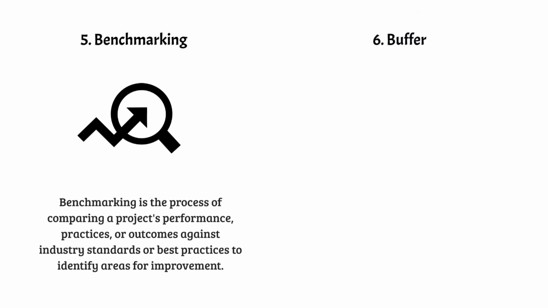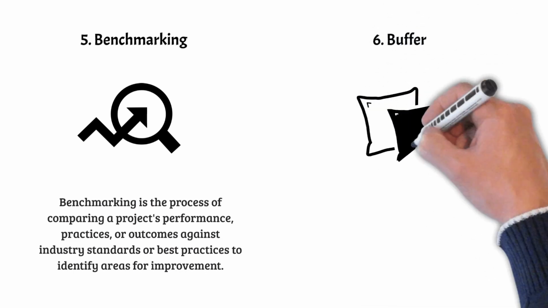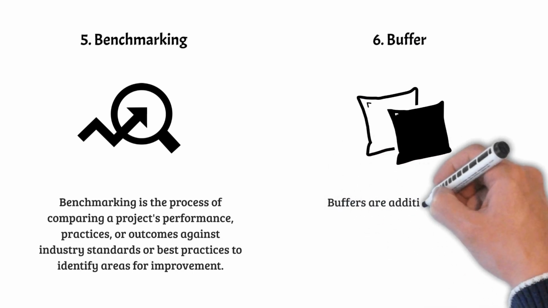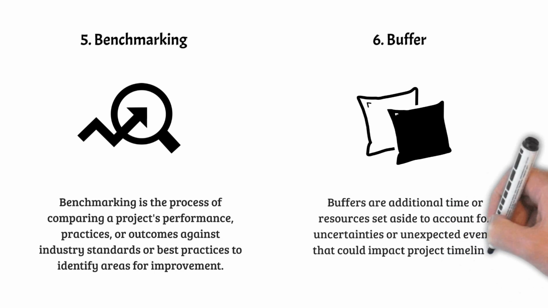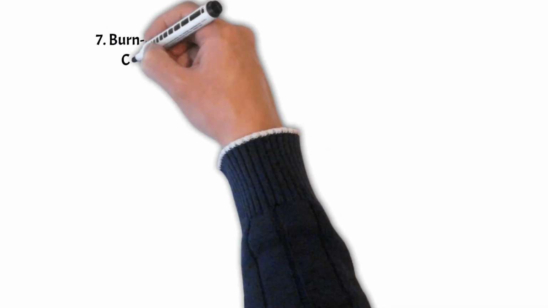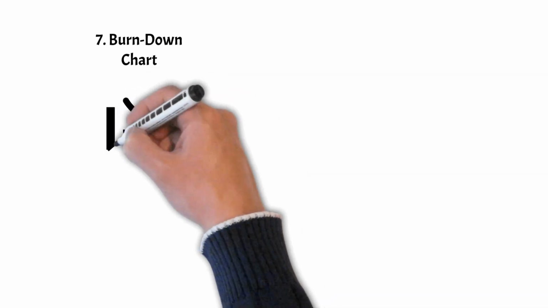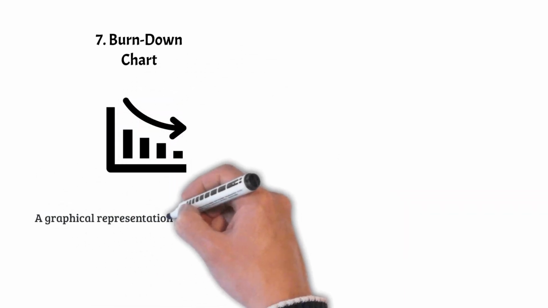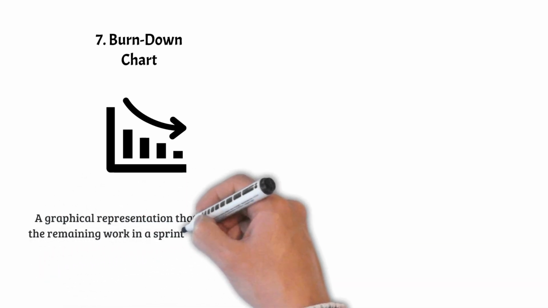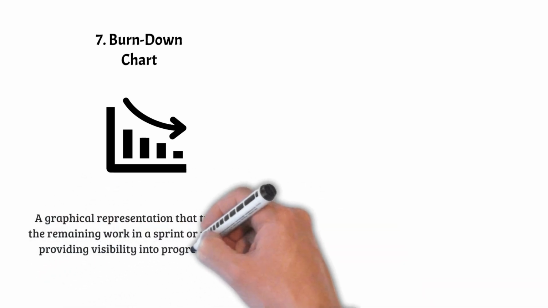6. Buffer. Buffers are additional time or resources set aside to account for uncertainties or unexpected events that could impact project timelines. 7. Burn-down chart. A graphical representation that tracks the remaining work in a sprint or project, providing visibility into progress and potential issues.